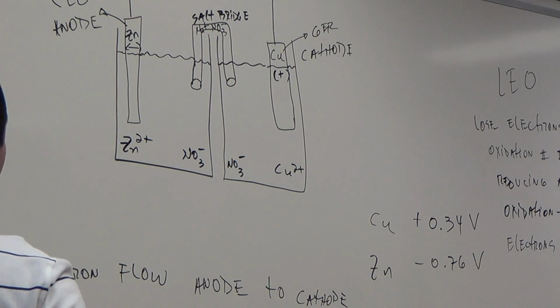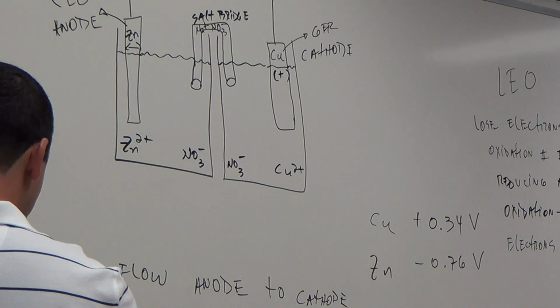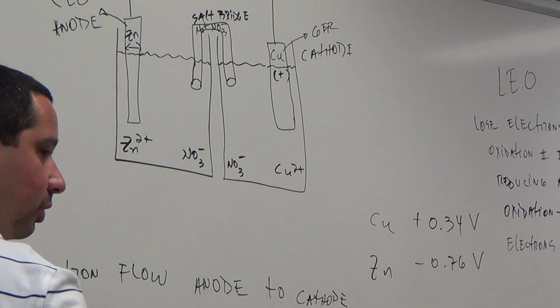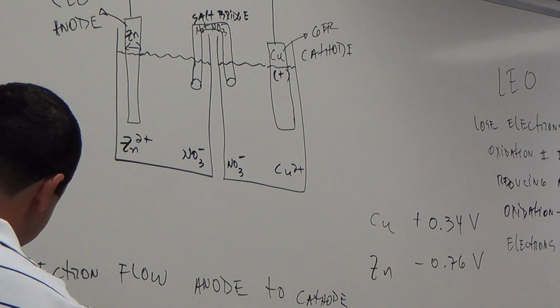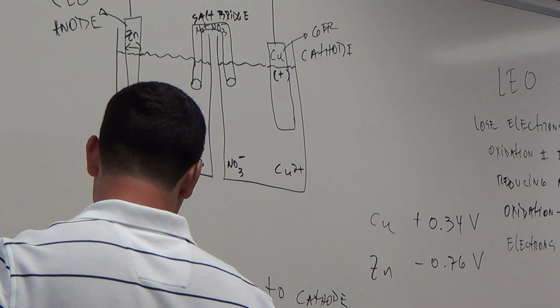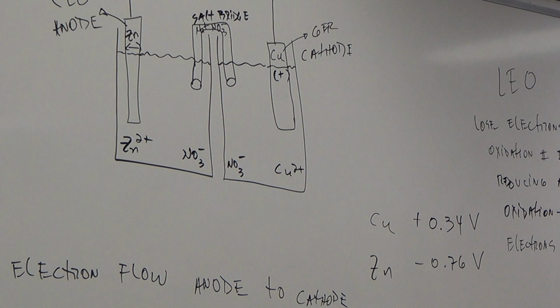What else? Now we can calculate something called EMF of the cell, or better known as cell potential. Yes? And that's called cell potential or EMF. It's the same thing, okay? And the equation for that is, the mnemonic that I prefer you use is CAT.